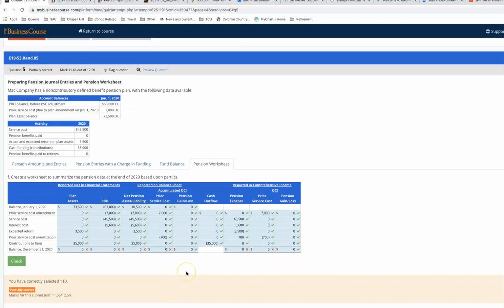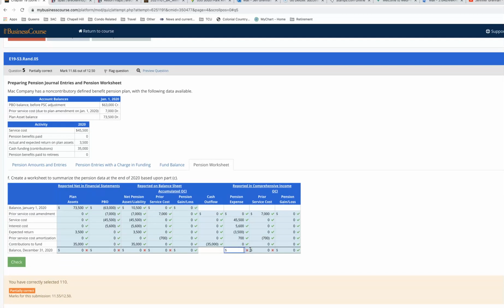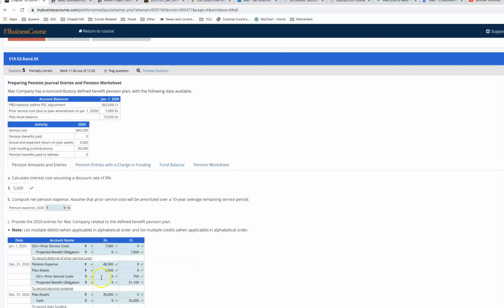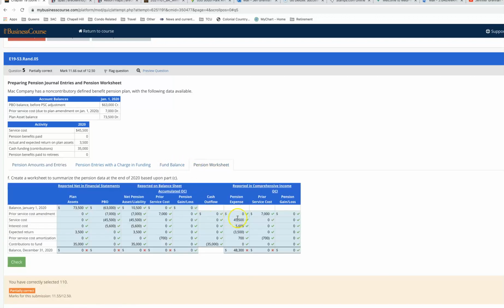Now, how does this help you with your entry? All right, well, if I totaled this, I would have a total of $48,300, right? I pieced together all the pieces of my entry. Boom. I know right away then, if I go over to my pension amount, I've got pension expense of $48,300. If I go back to the worksheet, what are all the offsets that build to that $48,300?